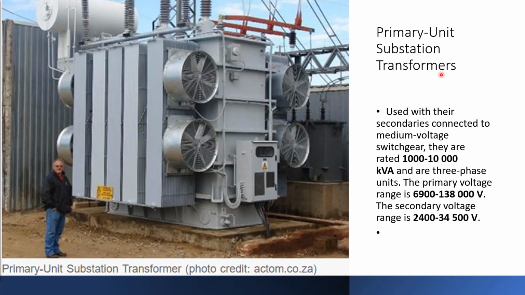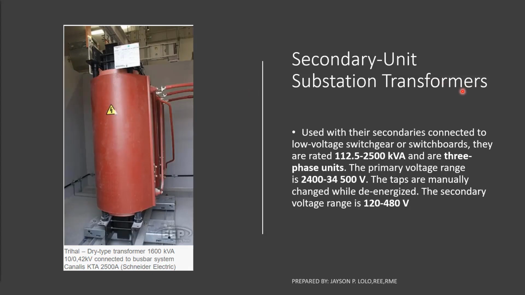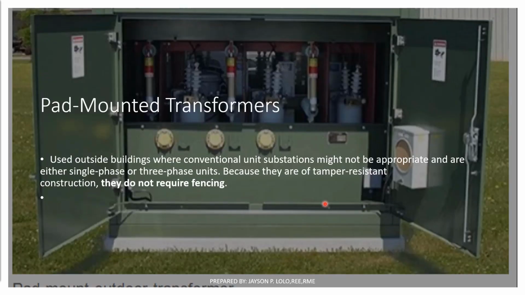Next one is the primary unit substation transformers. The next one is the secondary unit substation transformers, which are also housed. Next one is the pad mounted, which can be put outside of the building since it is covered up. For use outside, conventional unit substations might not be appropriate if you don't need a substation. So it is either single phase or three phase units.